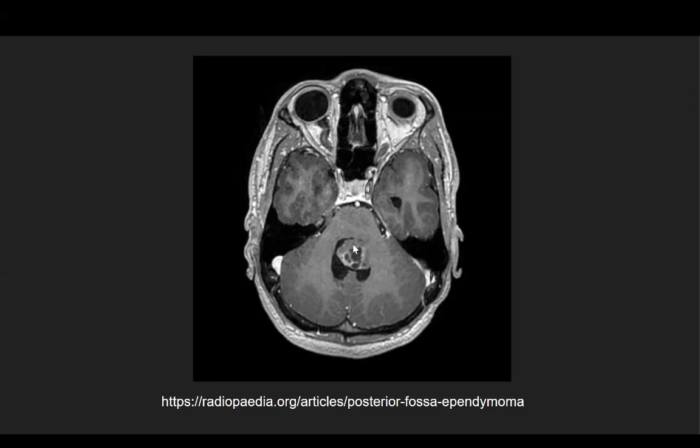It can also arise from the lateral side, if you see the cerebral peduncles, cerebellar peduncles. And this is effacing the fourth ventricle, but not completely obscuring it. The lesion is showing some cystic components in between and patchy contrast enhancement. And this looks well circumscribed.